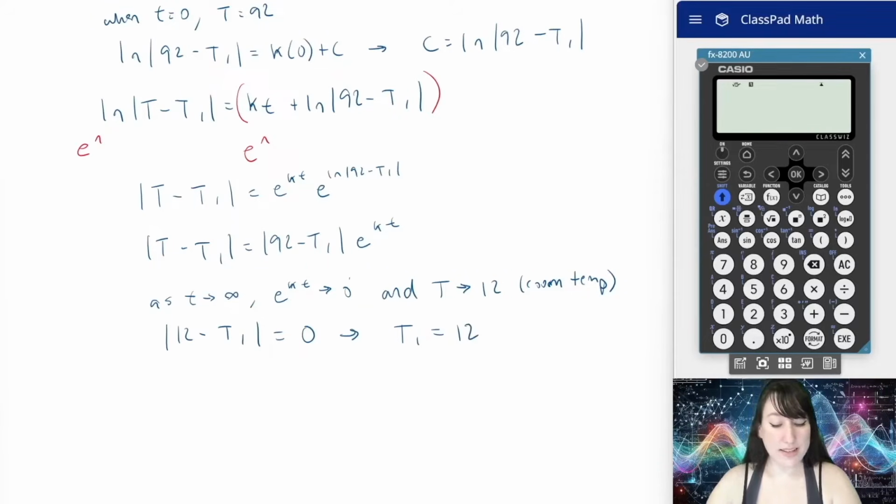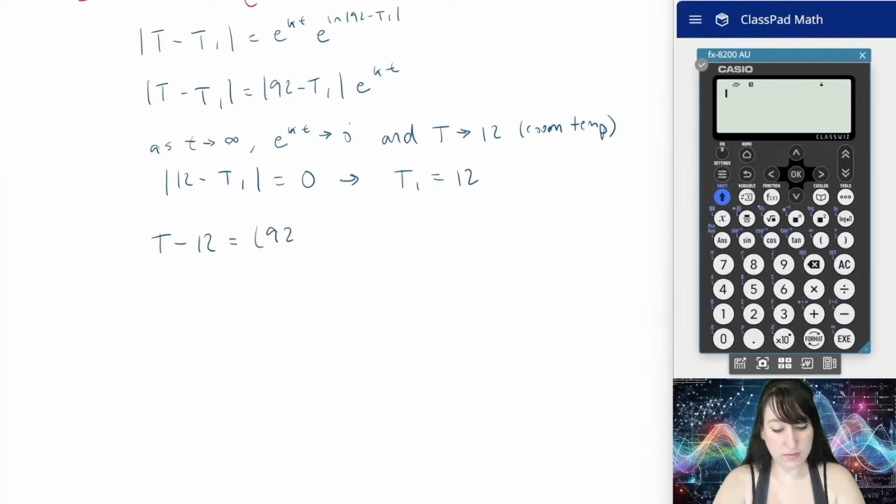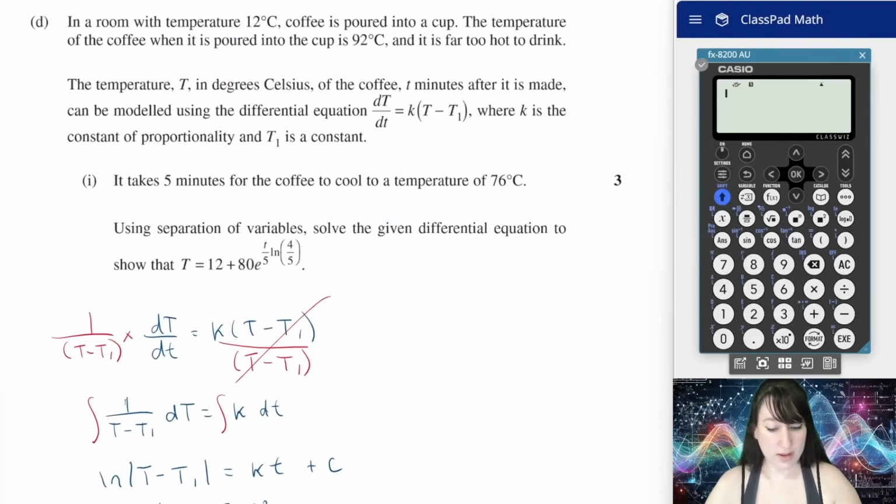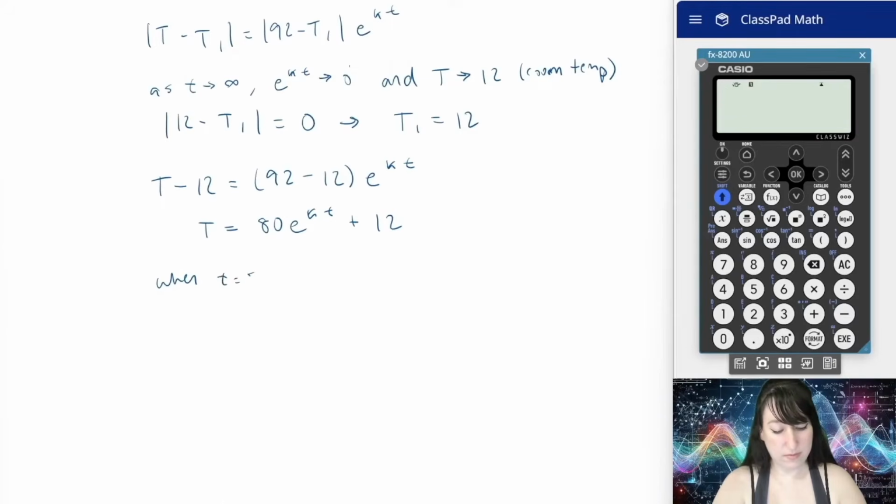Also, knowing that T starts above 12 and approaches 12 over time, T minus T1 will always be positive, and so we don't need those absolute values. So far we have capital T equals 80 e to the kt plus 12. Now we just need to find k. And we'll plug in that second data point, that after 5 minutes the temperature has cooled to 76 degrees. Let's solve for k.